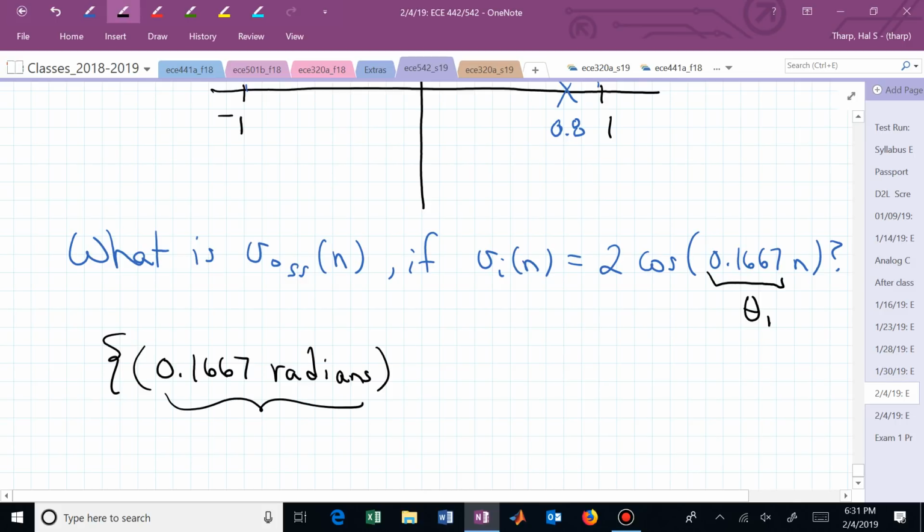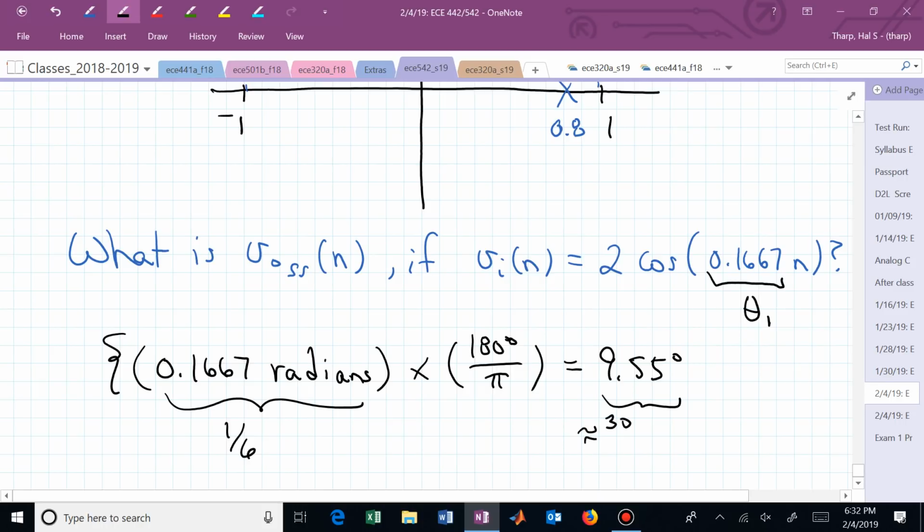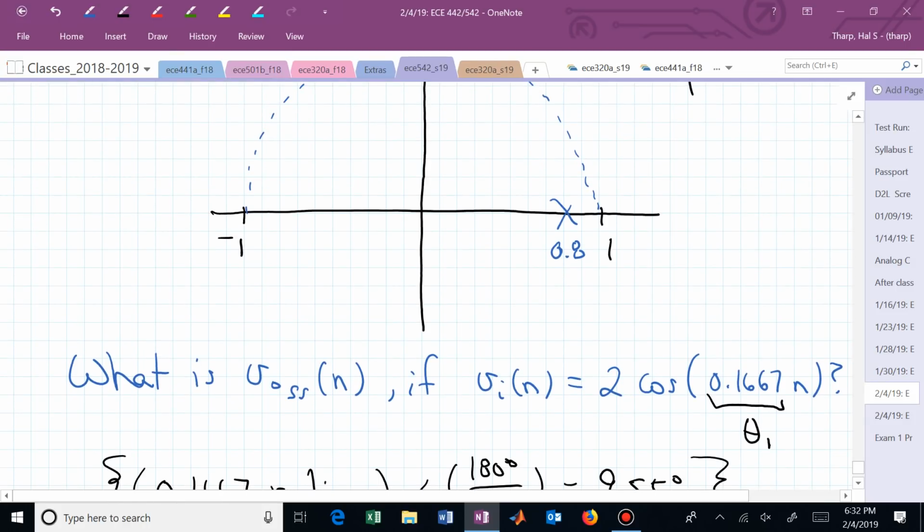What is 0.1667? 1/3 divided by 2, or 1/6. And now I can convert that by 180 degrees divided by pi. So 6 goes into 180 nicely. That's 30, and pi is about 3, so this is about 10 degrees. It's actually 9.55 if we computed it, but roughly it's 30 over 3, which is 10 degrees. If you were drawing this on a napkin, 10 degrees is pretty close to 9.55 or 9.6. So now we need to go up to 10 degrees, wherever 10 degrees would be. And this is now our j theta 1.